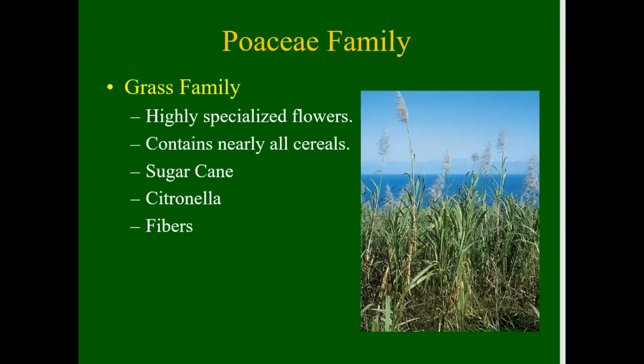So the Poaceae family is the grass family, and this is another very large family. It has highly specialized flowers. This is where most of our cereal grains come from. So rye, barley, wheat, rice, all of those are members of this family, as well as sugar cane, citronella, and different kinds of fibers like flax are a member of this group.